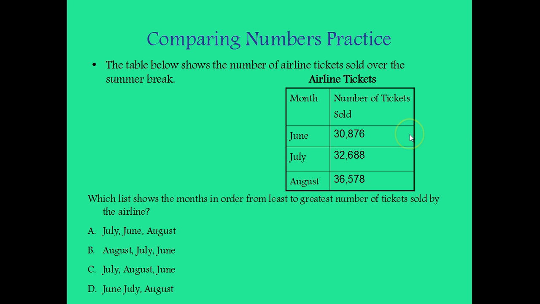The number of tickets sold in June was 30,876. July was 32,688. And then August was 36,578. Which list shows the months in order from least to greatest number of tickets sold by the airline, least to greatest? Okay, when we get together in the next class, we're going to discuss this problem, so I want you guys to work it out and try to give me an answer.